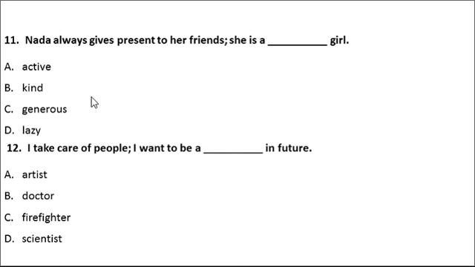Again, we will have other questions like this one. If you know the vocabulary that you learned with the teacher in the classroom and use your own bank of vocabulary, you will be able to answer these questions. Nada always gives presents to her friends. She is a girl. Active girl, kind girl, generous girl, lazy girl. I can use any of them, but here Nada always gives a present, so that means she is generous. She gives more.